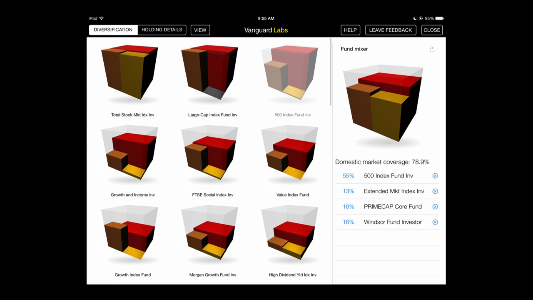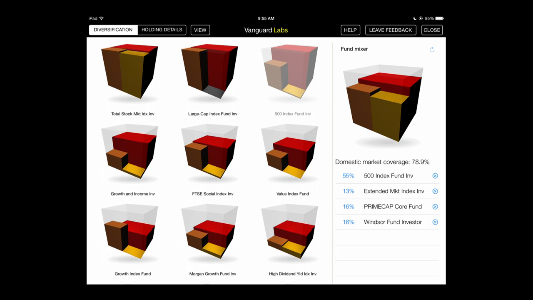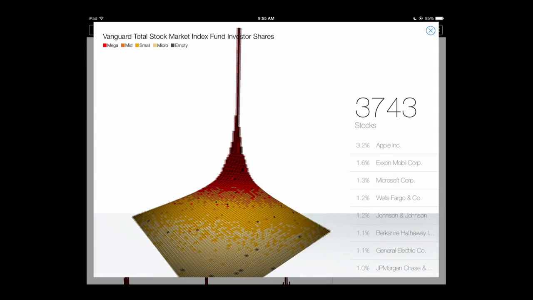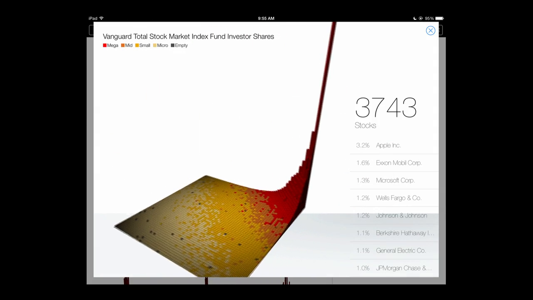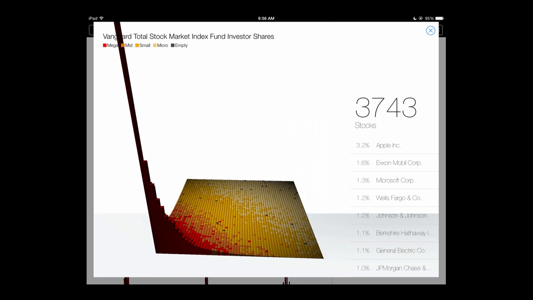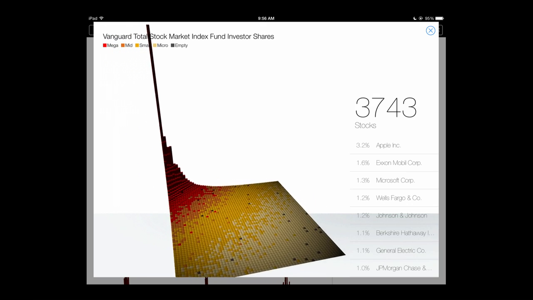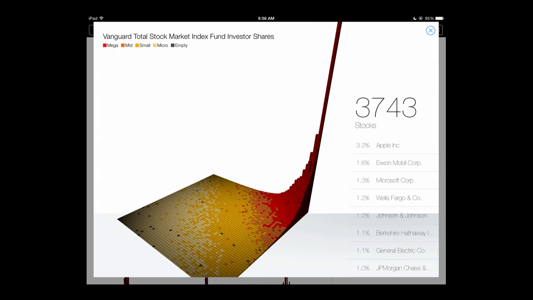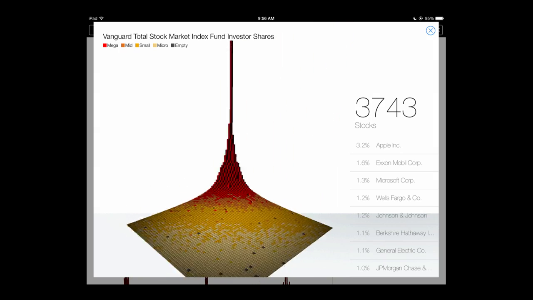We can also take a deeper dive and look at the underlying holdings of a fund or portfolio. In this view, we're looking at every holding in each fund. Right now we'll look at the total stock market again. This is Vanguard's Total Stock Market Index. Looking at every holding, we have large, mid, small, and micro-cap stocks in here. The big tower is Apple, and you can see that almost natural pattern of the underlying holdings.